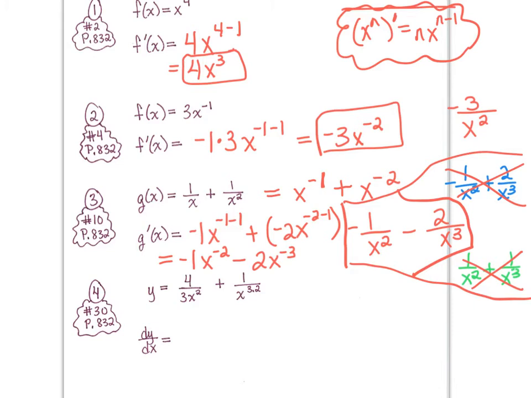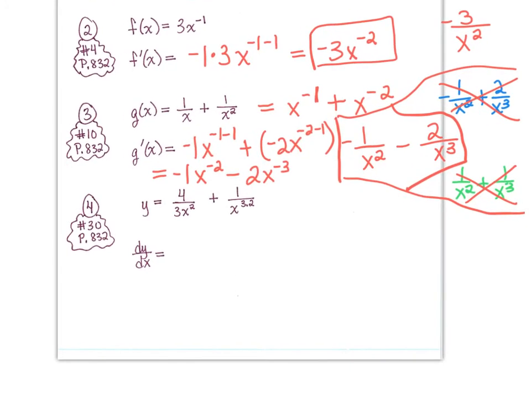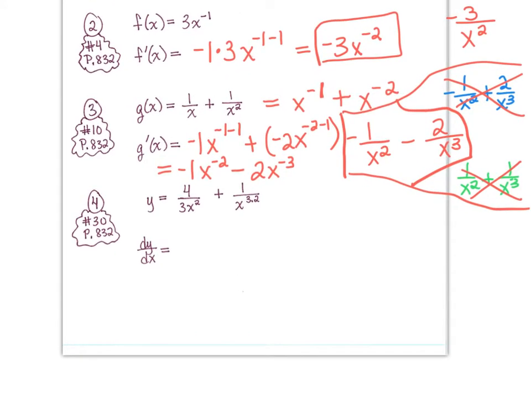Okay. Number 4 says y is equal to 4 over 3x squared plus 1 over x to the 3.2. Find the derivative of y with respect to x. This is Leibniz notation, which is saying the same thing as finding y prime. Find y prime. Would you like a minute to try it? Okay, go for it. Find y prime.